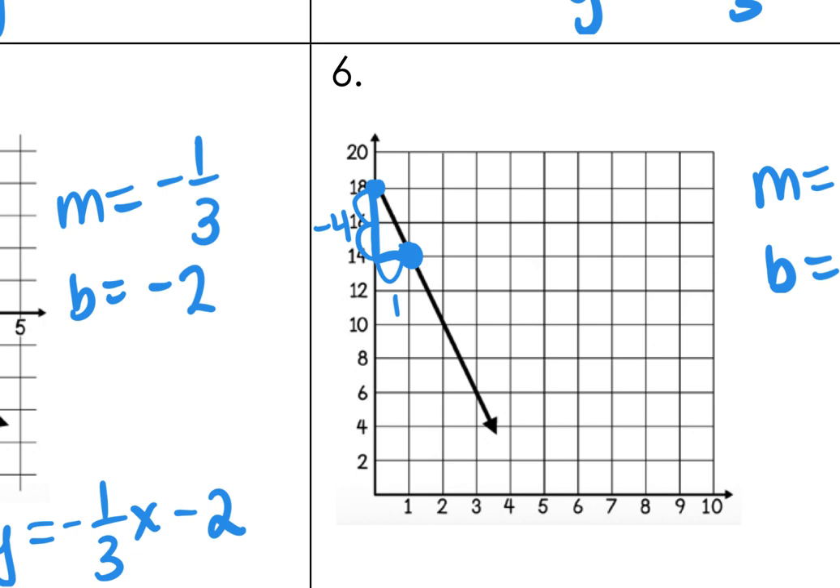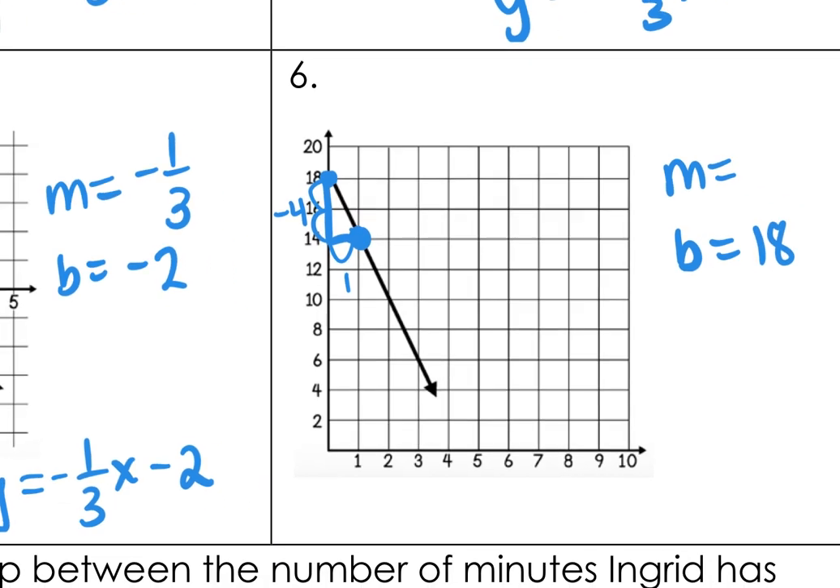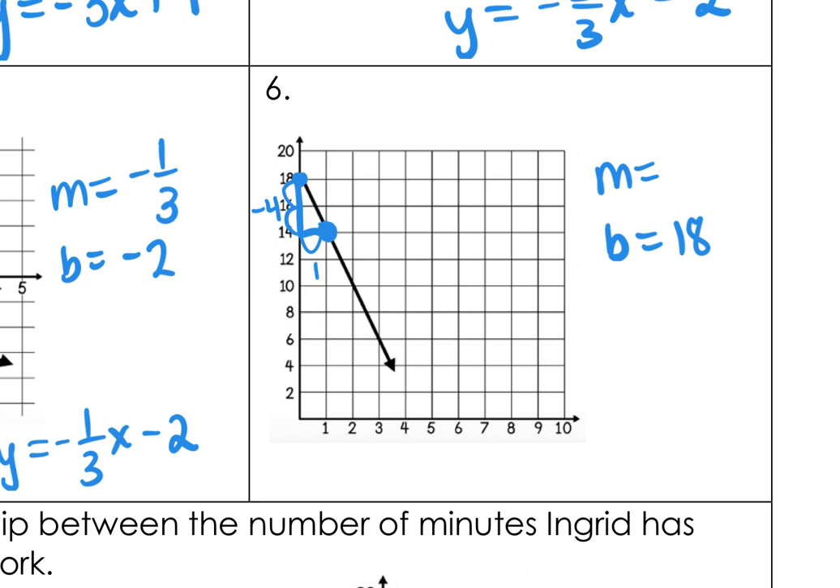So you're just looking to see how are those axes numbered, because if they're not numbered by 1's, then you've got to count by 2's or 3's or 4's or whatever. All right, so my m is negative 4 over 1. So then the easy part is plugging them into the equation. y equals negative 4x plus 18.